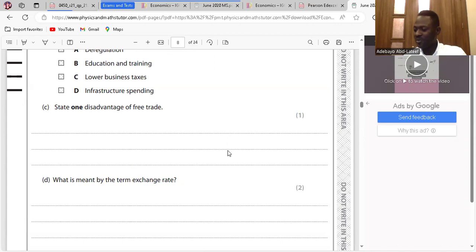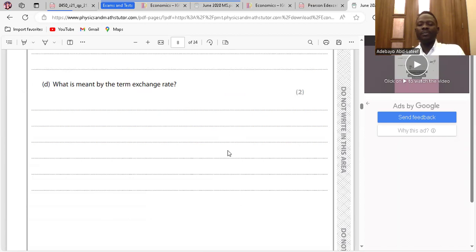State one disadvantage of free trade: dumping, increasing foreign competition, increasing unemployment. Any one you write is fair. It's a disadvantage. Yes. Dumping, increasing unemployment, and increasing competition. Any of these three are fine. Clear.